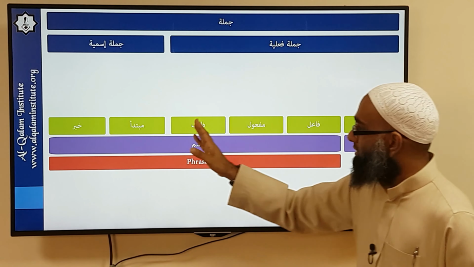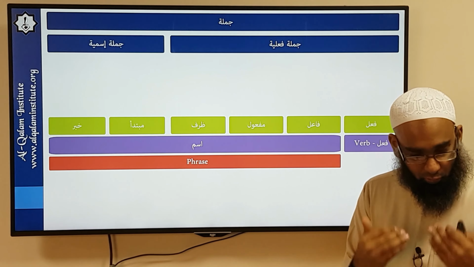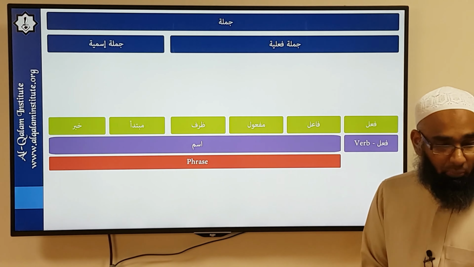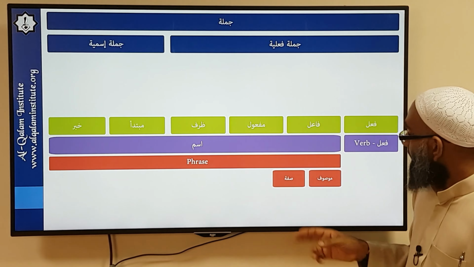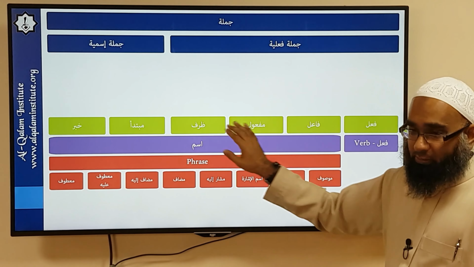So fa'il, maf'ul, zarf, mubtada, khabar can be a phrase. What kind of phrase? Any of the normal phrases: mawsuf sifa, ism al-ishara musharun ilay, ma'tuf alayh ma'tuf, or mudaf ilayh. Not the zarf phrase. Okay? So any of these phrases can come in any of these slots.